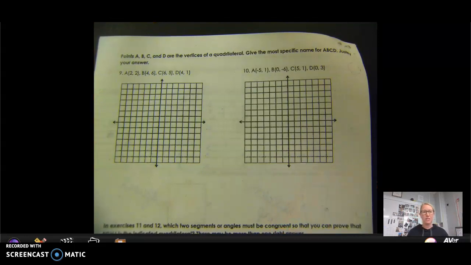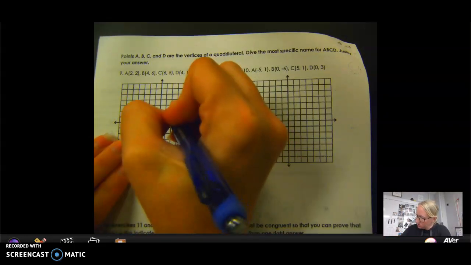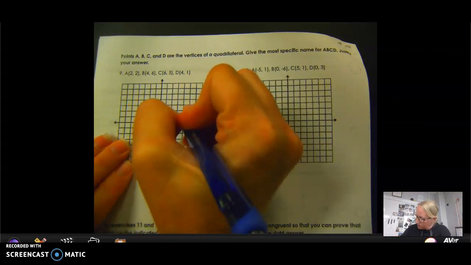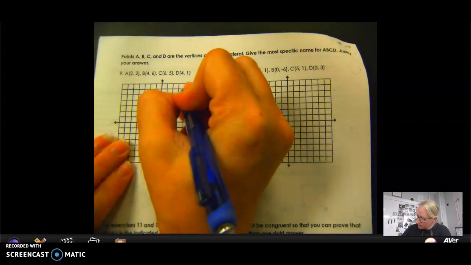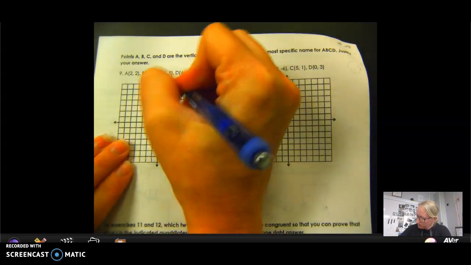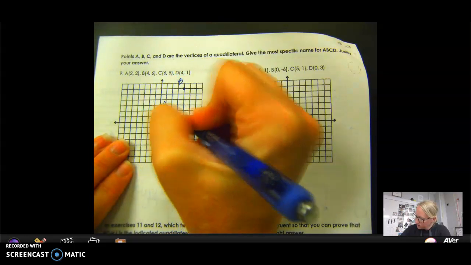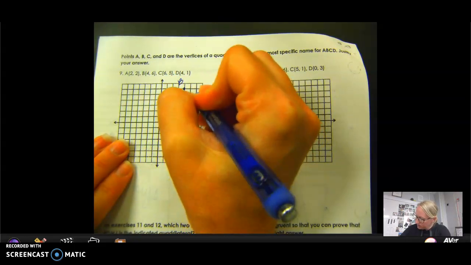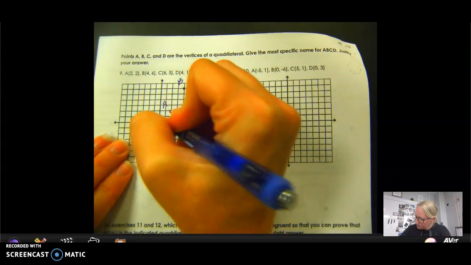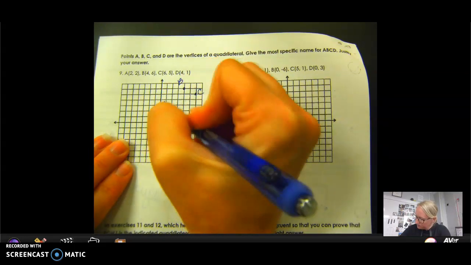All right, last page of notes for this unit. Points A, B, C, and D are vertices of a quadrilateral. Give them a specific name for A, B, C, and D, and justify your answer. So (2, 2) is A. (4, 6) is B. (2, 4, 6) is C. (1, 2, 3, 4, 1) is D.